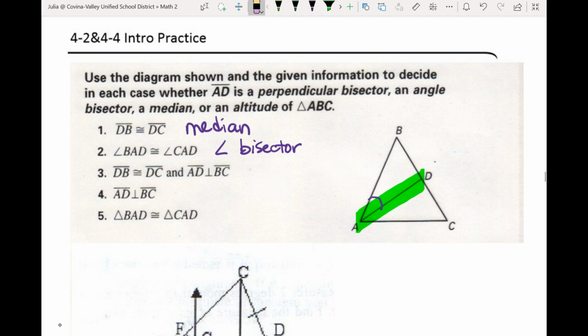What if all you know is that DB is congruent to DC and that AD is perpendicular to BC? What name would you give that one? Perpendicular bisector. It's got the right angle and it cuts it in half. It does both at the same place. The same side has to have the right angle and be cut in half.